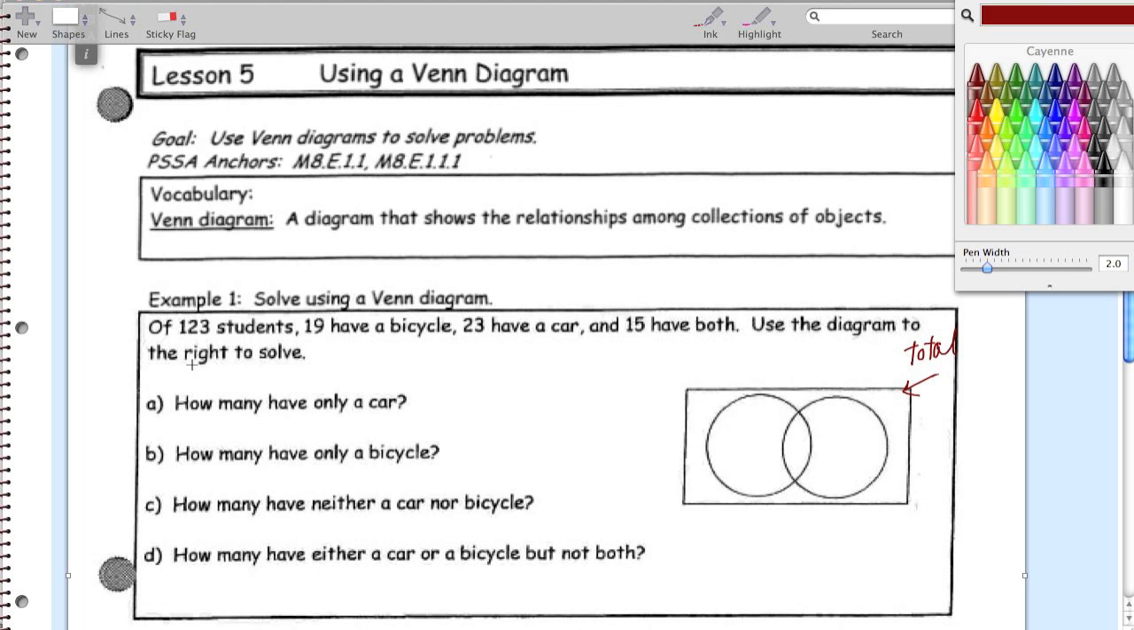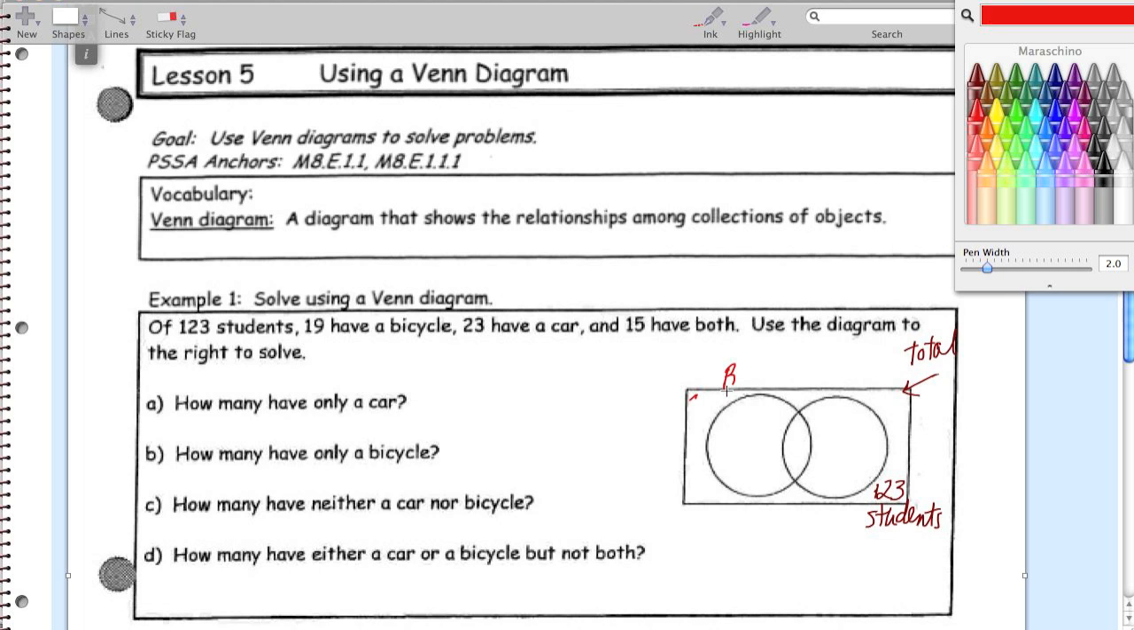So in this first example, it says of 123 students, 19 have a bicycle, 23 have a car, and 15 have both. Use the diagram to the right to solve. So this is just a generic one. It may not be proportional, but we're going to fill in the information based on what they're giving us. So I'm going to start by writing 123 students in the corner. And that 123 is really representing this whole rectangle. It represents all the people that don't have a car or bicycle, all the people that do have a car or bicycle. 123 total.